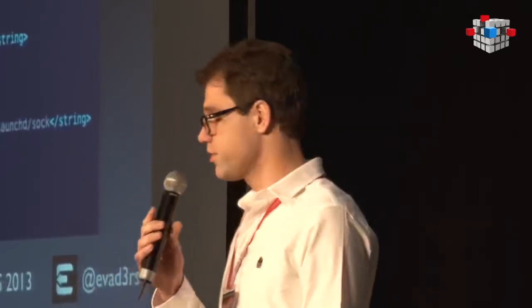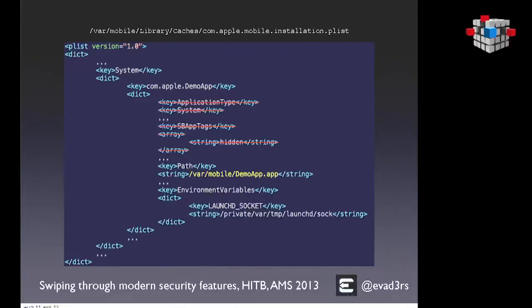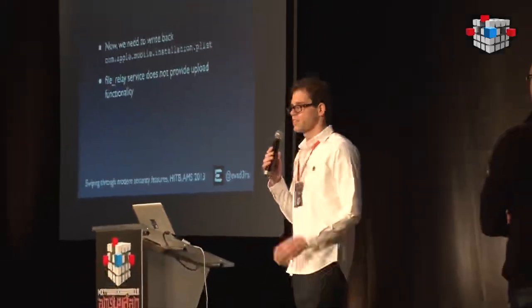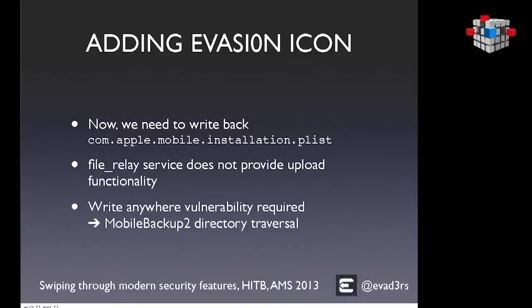And we have to add an environment variable, because if we execute the launchctl command, it will not know the location of the launchd socket unless we set an environment variable, the launchd socket variable, pointing to the actual socket file. Okay, so now that we know what we have to change, we have to write the file back. The problem is that the file relay service is not allowing us to transfer any file at all to the device. So we have to find another way. We need some kind of write-anywhere vulnerability to be able to write this file back.